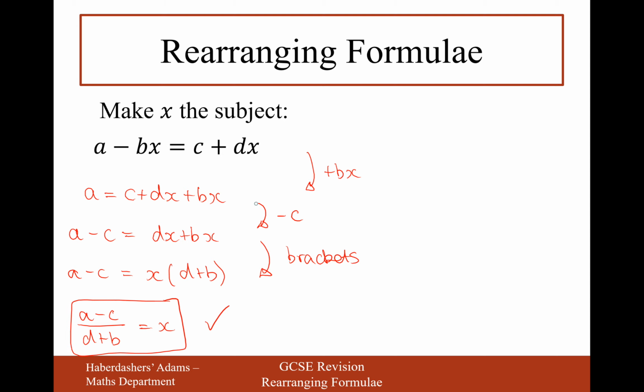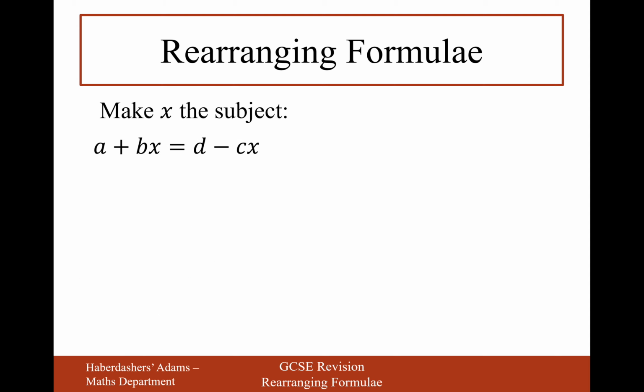So group your x's on one side, trying to make things as positive as possible, put anything else on the other side, and then divide by the bracket that you've created in step 3. Let's move on to the next one.